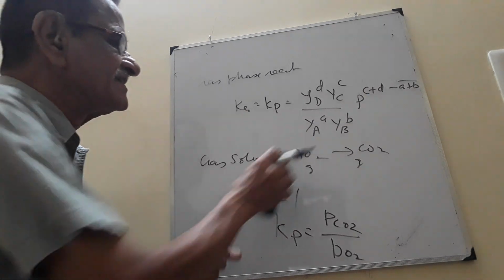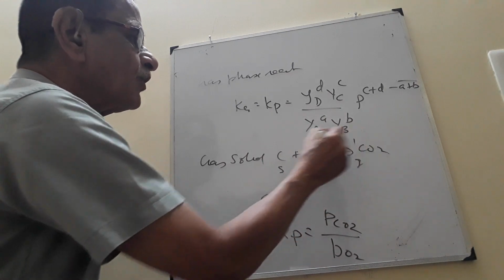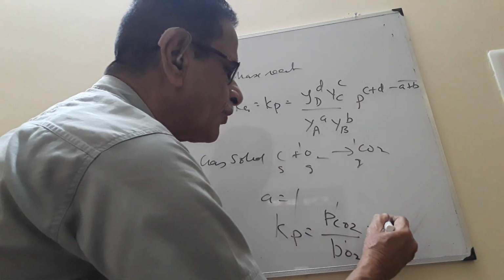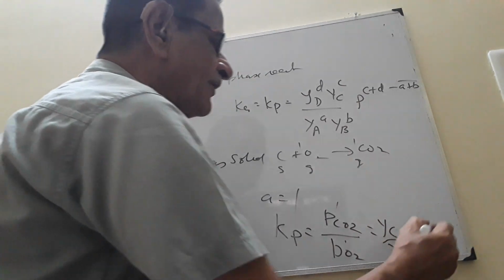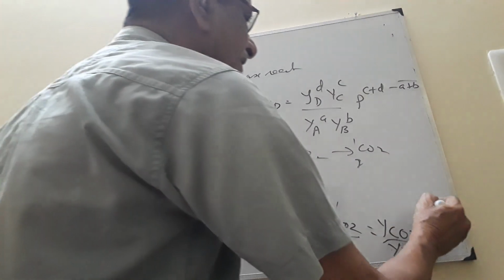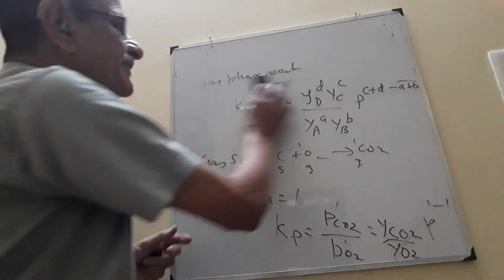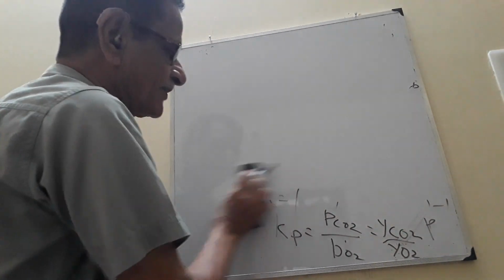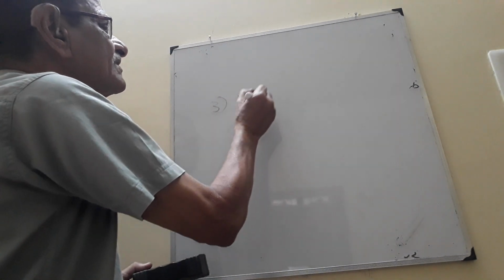Okay, for this reaction, C plus oxygen gives CO2, this is 1 mole, this is 1 mole, so P power 1 minus 1. Or this is Y CO2 by Y O2 and P power 1 minus 1. Now this is for the gas solid reaction. For example, you take SO2 plus half O2. Now, third is liquid phase reactions.